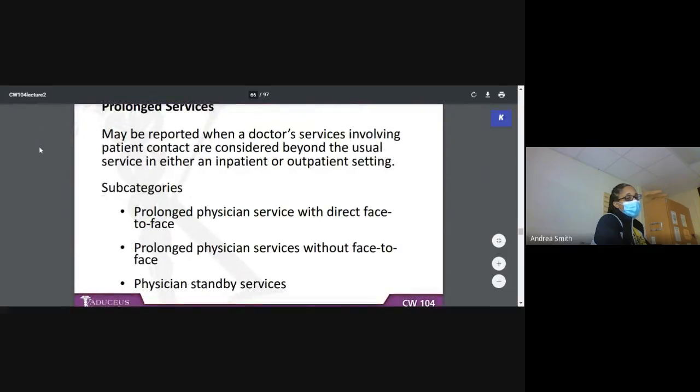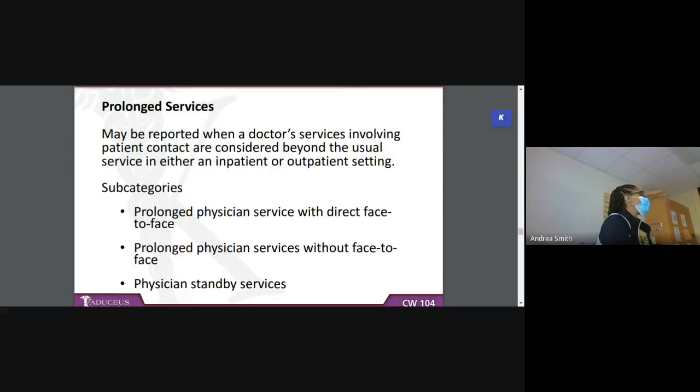Prolonged services. Prolonged services may be reported when a doctor's services involving patient contact are considered beyond the usual service in either an inpatient or outpatient setting. So you have prolonged physician service with direct face-to-face, prolonged physician services without face-to-face, and physician standby or on-call services.